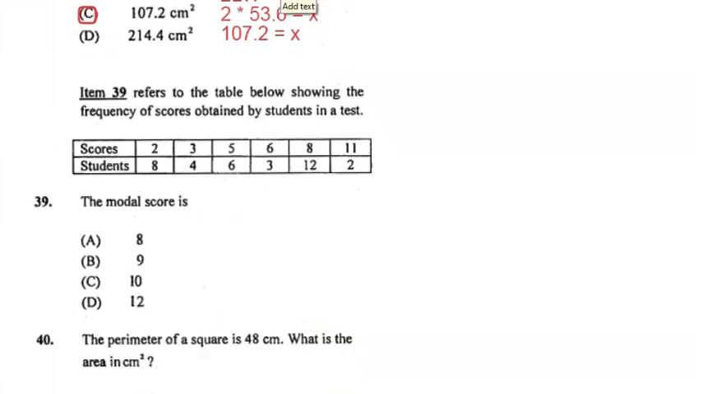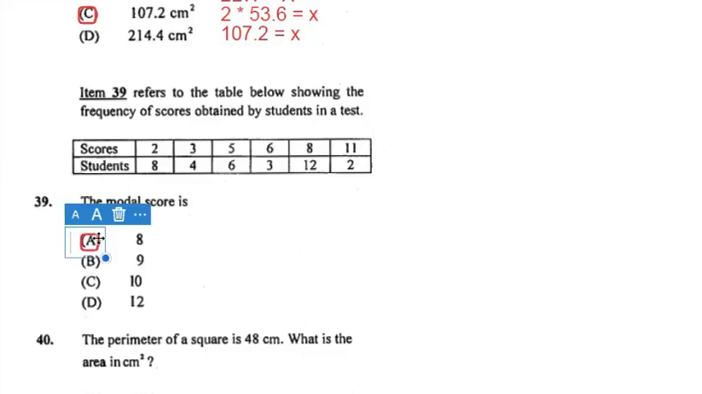So 39 is referring to this table, and it says the modal score is. So you may need to remember that mode is referring to the figure, the number, the element that occurs the most. And this table is referring to the frequency of scores obtained by students. So we're looking at the score that is repeated the most amongst all the students, and that would be 8. As we see, 12 students received 8, or 12 students got 8 in their test. So therefore the answer for 39, the modal score, is A, 8.